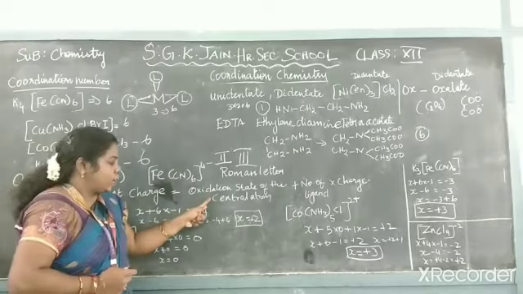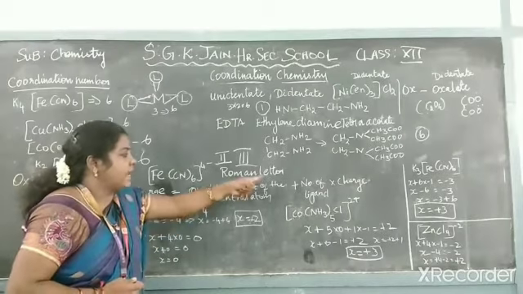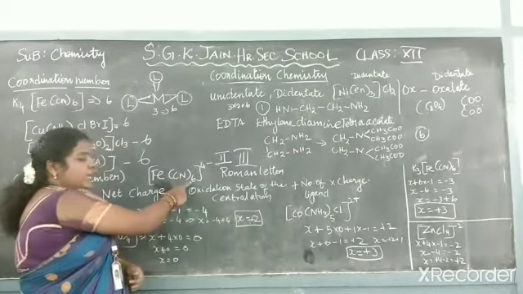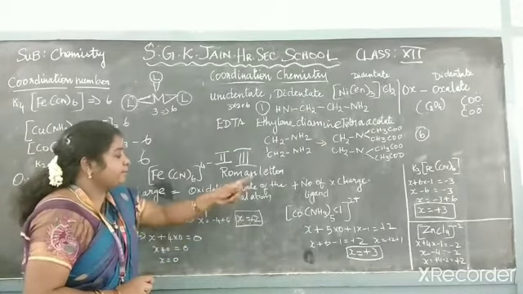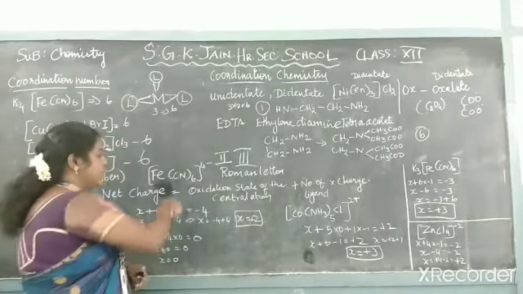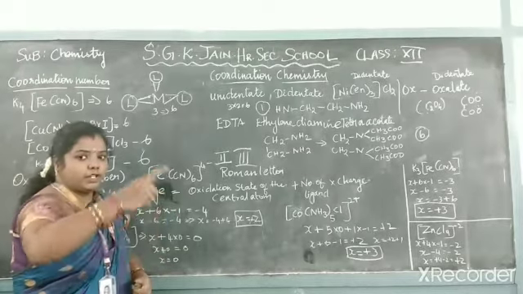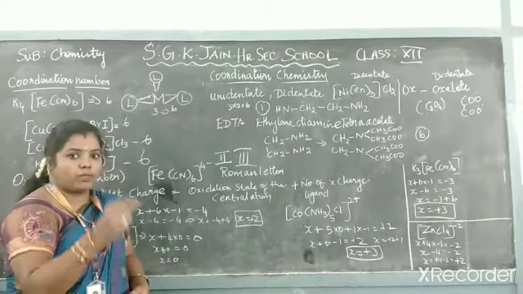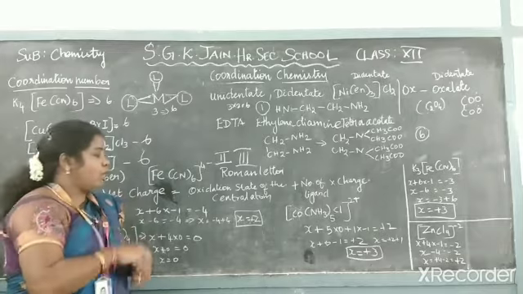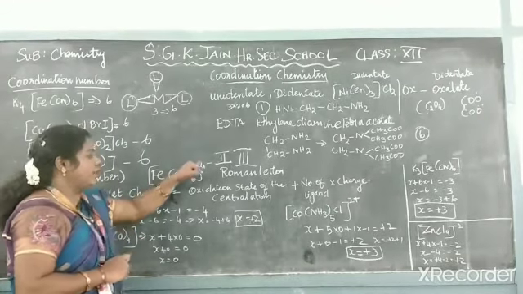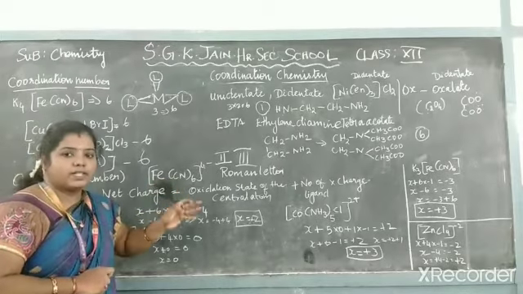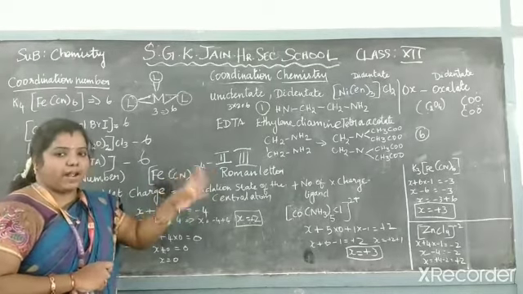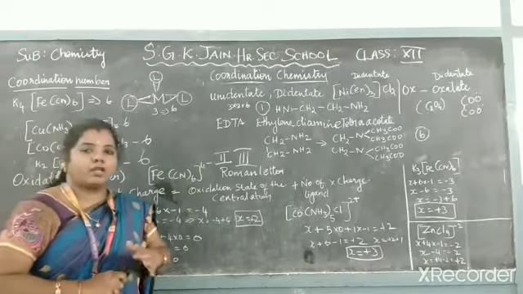So the oxidation state of the central metal atom plus the number of ligands times the charges of the ligands. How many ligands are there? 6 ligands. Next, the charges of the ligands: if it is neutral it is 0, if it is a negative ion, an anion, minus 1 is the charge. So first you have to know the net charge, then the number of ligands and the charges of the ligands. From that only you calculate the oxidation number.